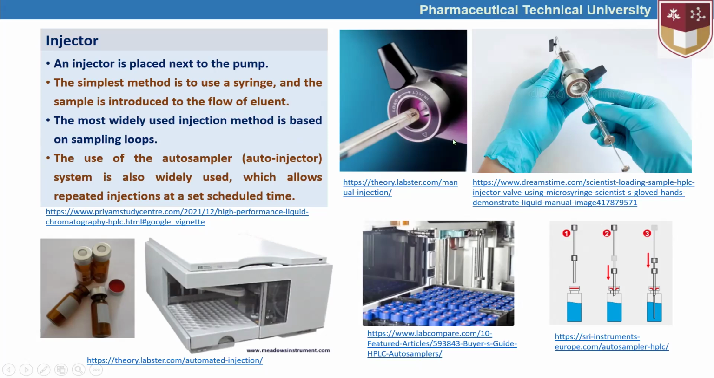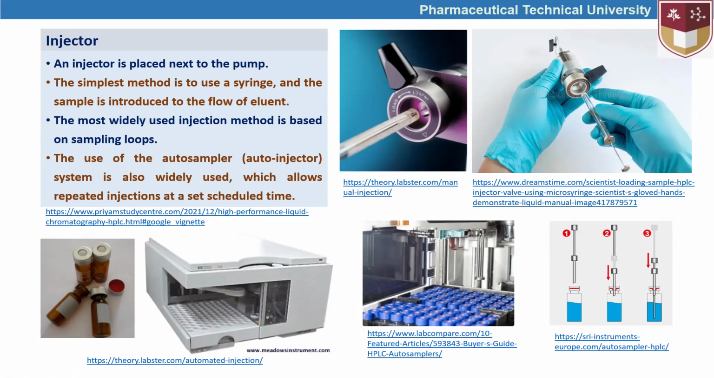By using syringes like this, we can take an exact amount of liquid, let's say from 10 to 50 microliters, and send it to the injector. The simplest method is to use a syringe, and the sample is introduced to the flow of eluent. I have to highlight that this kind of manual sample injection was provided with HPLCs until about 2010 to 2015.